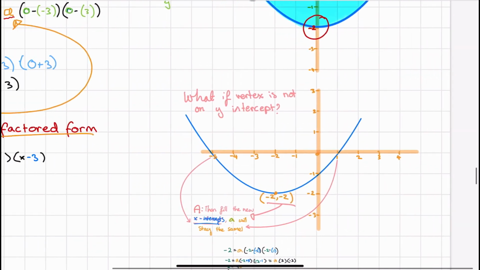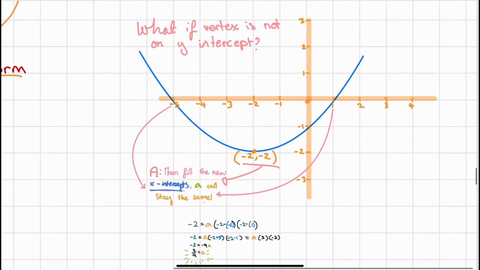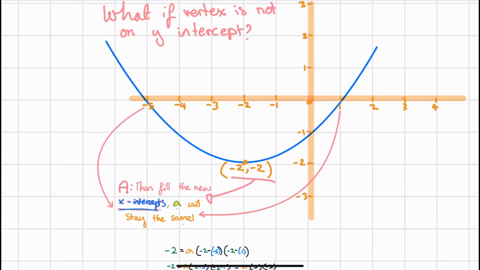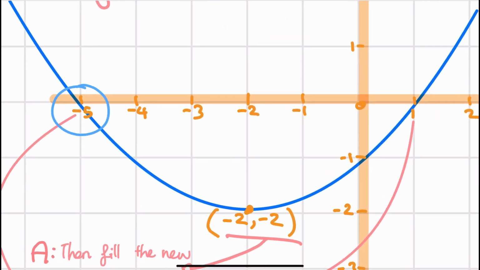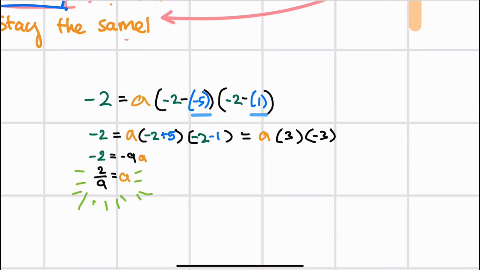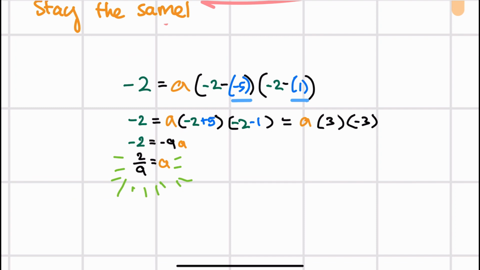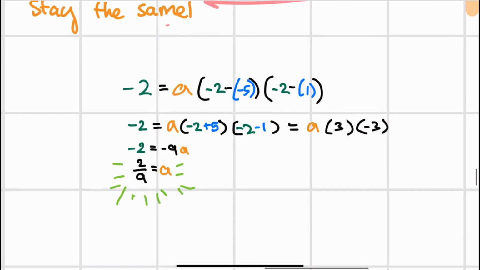But what if our parabola looked the same, except it was positioned differently? So what if it shifted, for example, a little bit more to the left? Well, then our vertex, instead of being on the y-axis, would end up being, for example, -2, -2. And then our x-intercepts would also change. But that's fine. We'd repeat the same procedure. We'll just be filling in our intercepts and y and x differently, but we'd end up with the same a value. So the steepness or the width of the parabola is still the same, and that is determined by a.